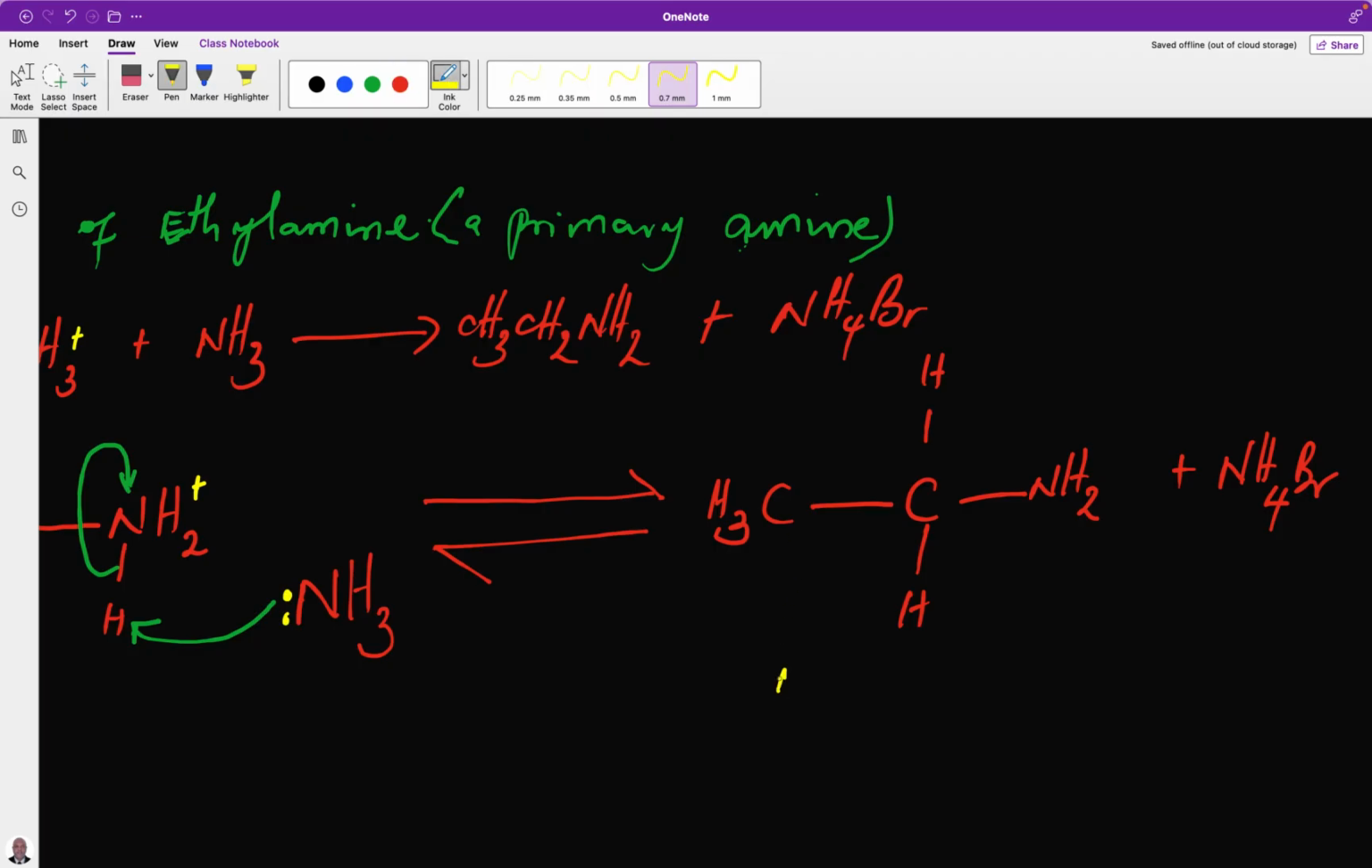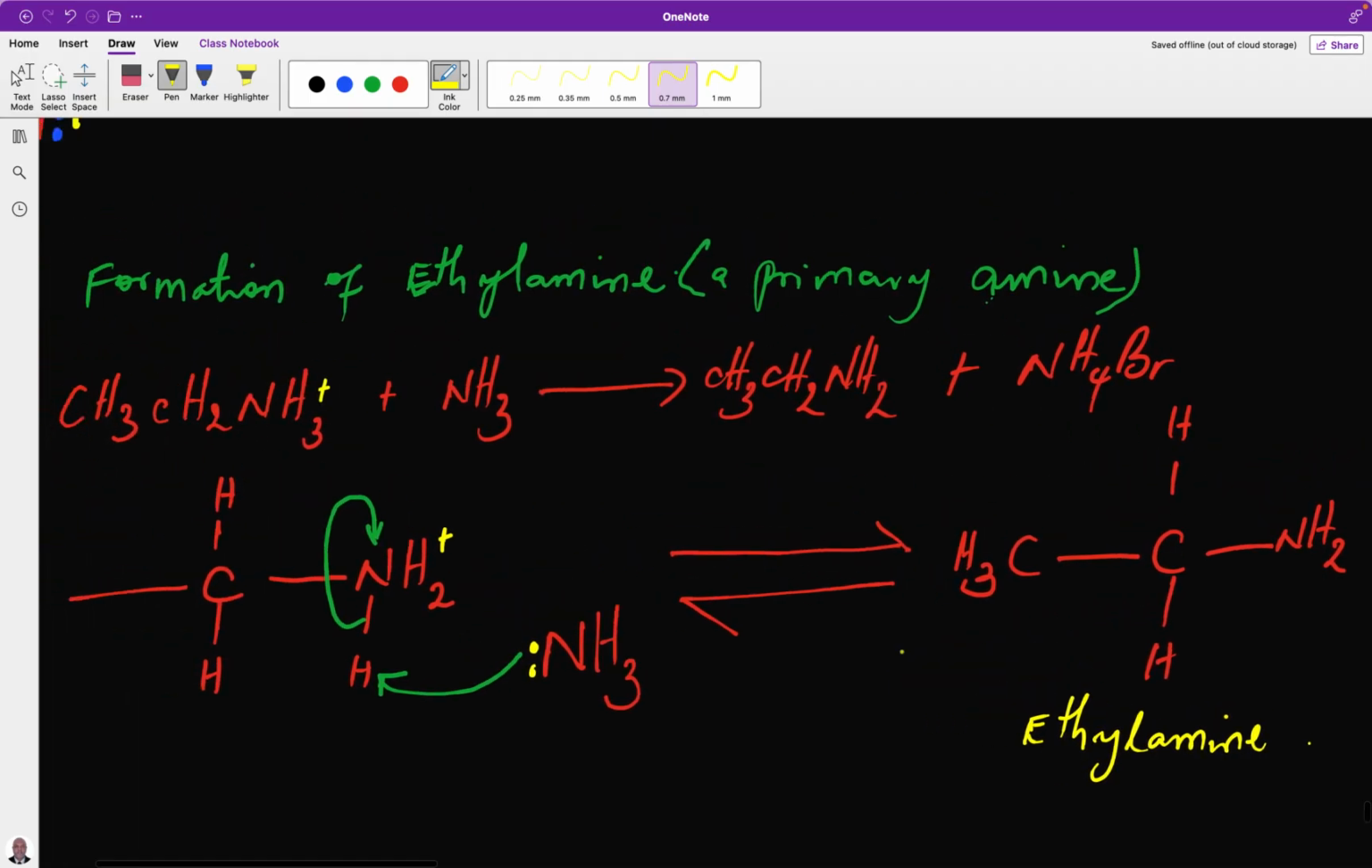Ethyl, that is our new compound that is formed. So this is how the reaction goes when it has to do with SN2.